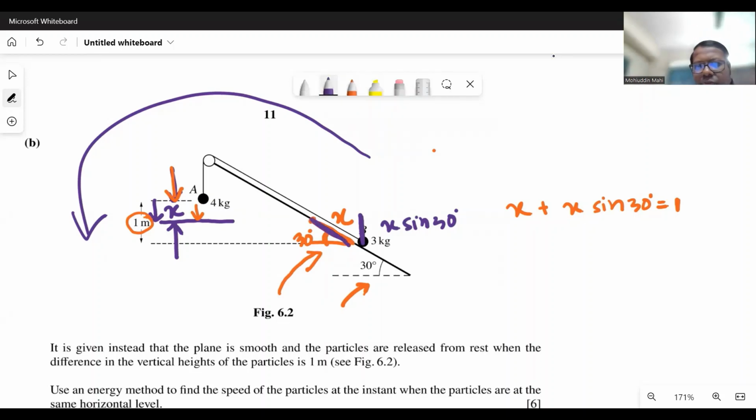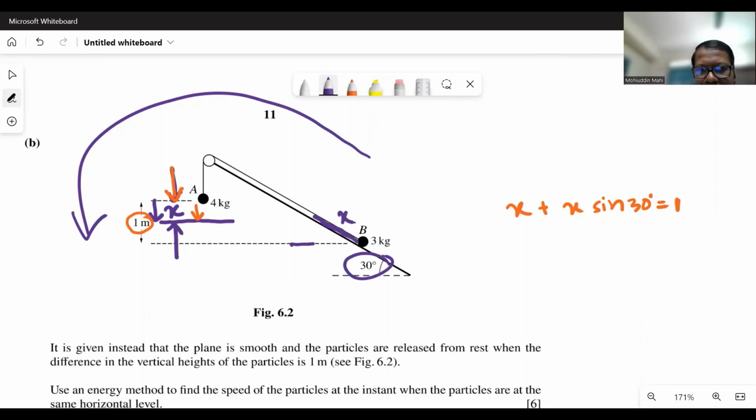So what is the corresponding vertical component here? The corresponding vertical component is X sine 30. Let me explain it again, because this is very important. This part, you really need to understand it properly. So A is descending by X amount of distance. B will ascend X amount of distance, but along the plane, along the slope. So that is X. And as this is 30 degree, this will be 30 degree as well.